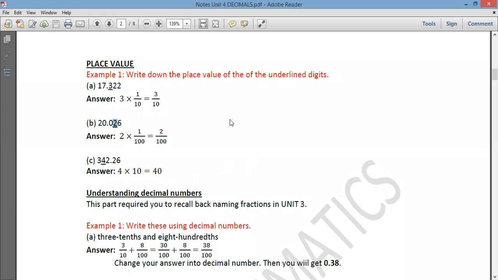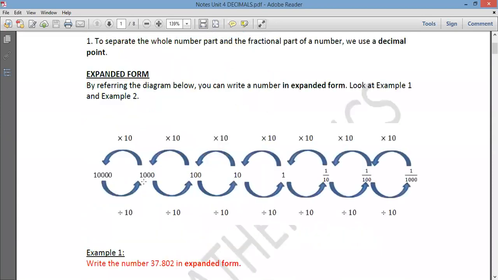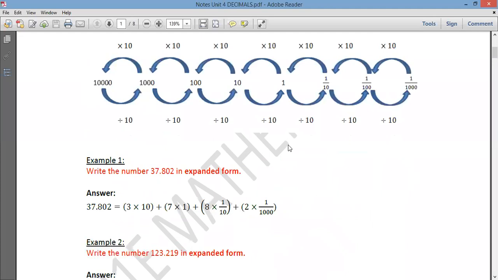So I believe that this one you also can refer to this diagram, okay, the position of the numbers, and you refer by using this diagram. Okay.